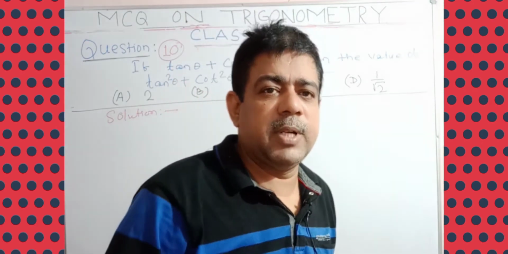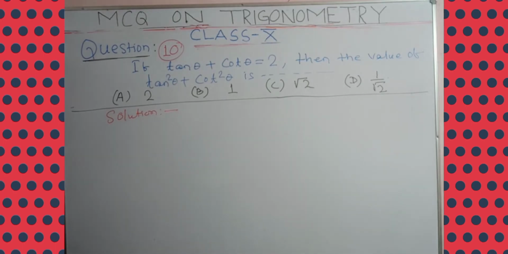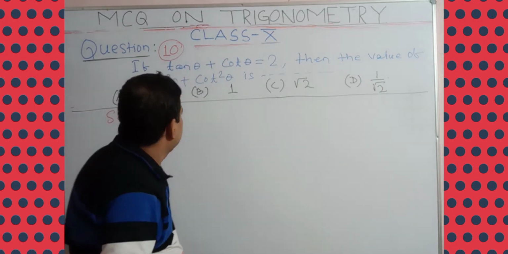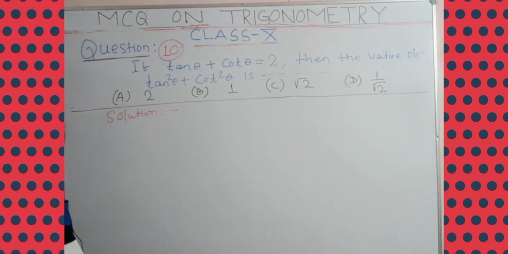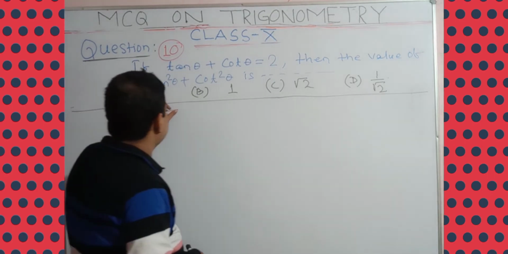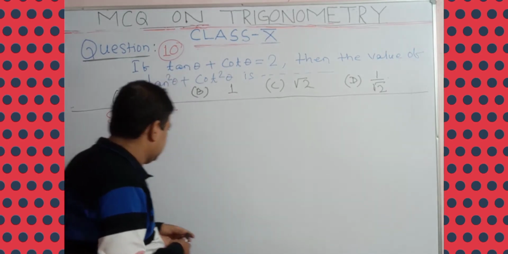Okay. Question number 10 for you here. Let's see, another simple question. If tan theta plus cot theta is equal to 2, then find the value of tan square theta plus cot square theta. The options are: A is 2, B is 1, C is root 2, D is 1 upon root 2.